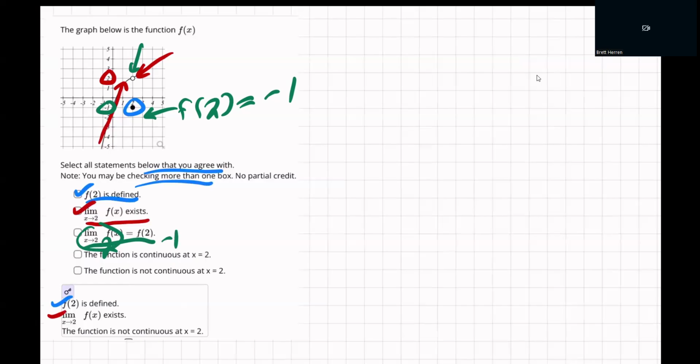Okay, next one. The function is continuous at x equals 2. No, continuous means that you don't pick up your pencil. So for example, a function is continuous if you could start on the left, draw the function all the way and never pick up your pen. Well, right here, I'd have to pick up my pen, go down there, and then come back up here and finish. So that's not smooth, not continuous. So we would actually check this box, not continuous at x equals 2. So we end up checking those three boxes.